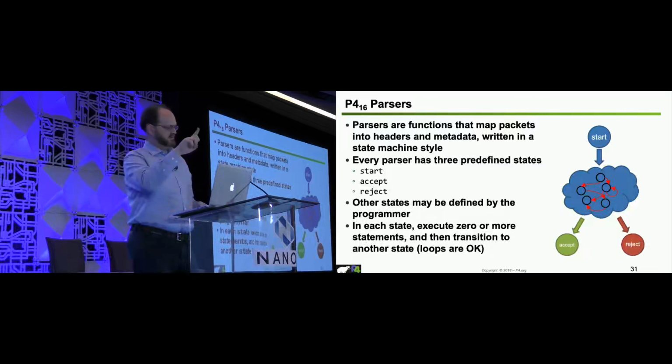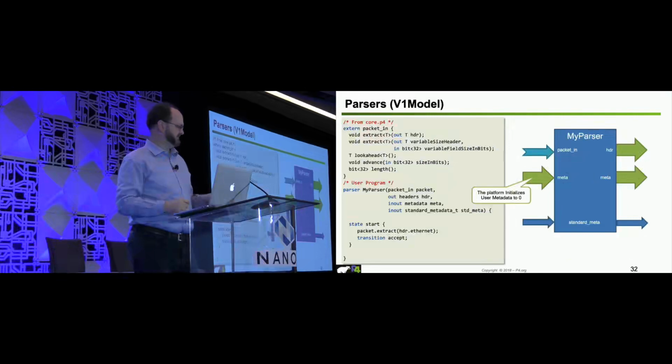You'll always start in the start state. Typically, you'll go until you have one or more headers, and then you'll go to the accept state. But you can also reject if there's some kind of bad error or something like that you found in the packet.